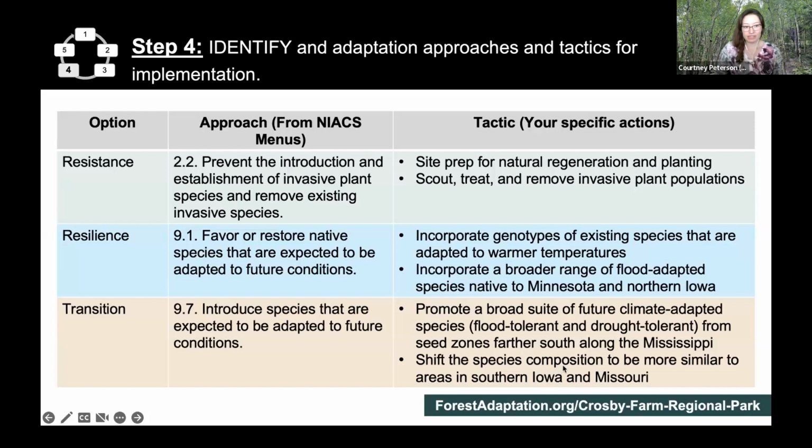So those are just some examples of tactics and how they fit across that adaptation spectrum, from resistance, maintaining what's there, to transition, where we're facilitating that change to a condition we think will be adapted at the end of the century to those extreme climate events.